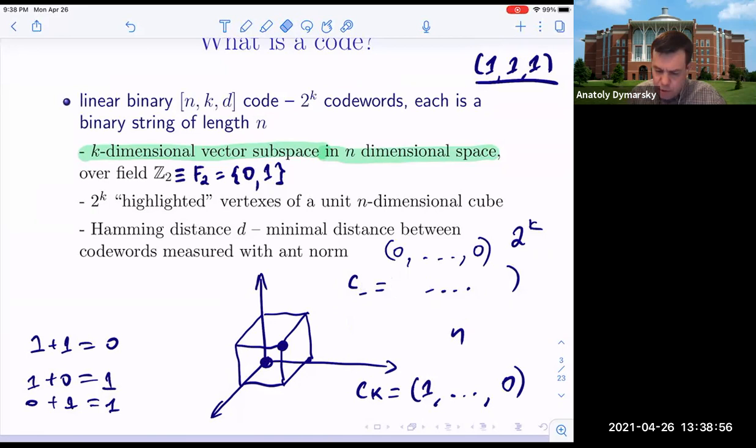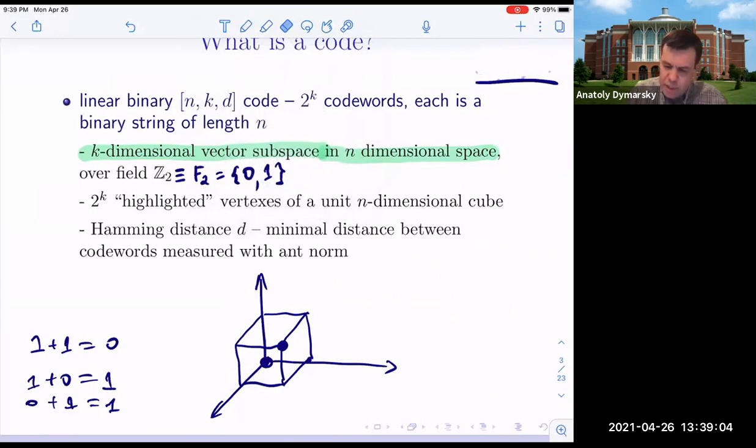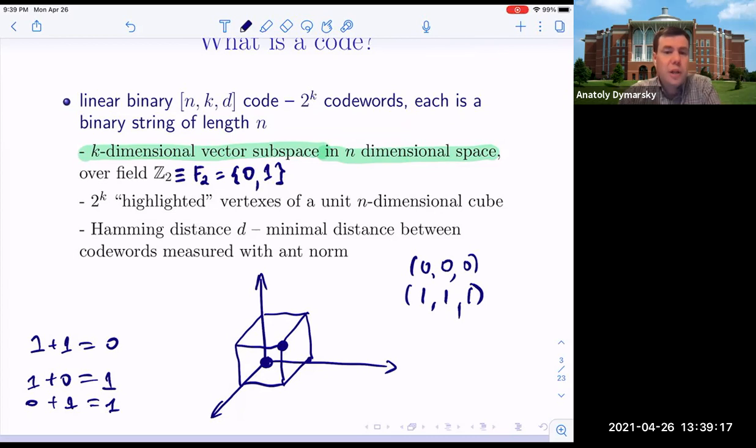So let's consider an example of a very simple code, which would basically consist of 2 code words, 0, 0, 0, and 1, 1, 1. So these are 2 highlighted vertices on a unit cube. Now, an important characteristic of a code is how good it is to encode and decode and protect. I will not go into details of how you are supposed to encode and protect information, but geometrically, a good code is a code which maintains very large distance between code words, between highlighted points.